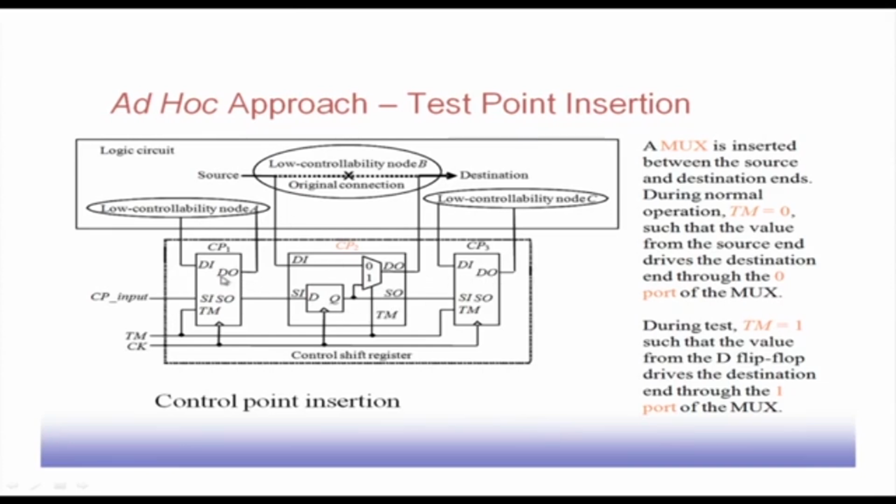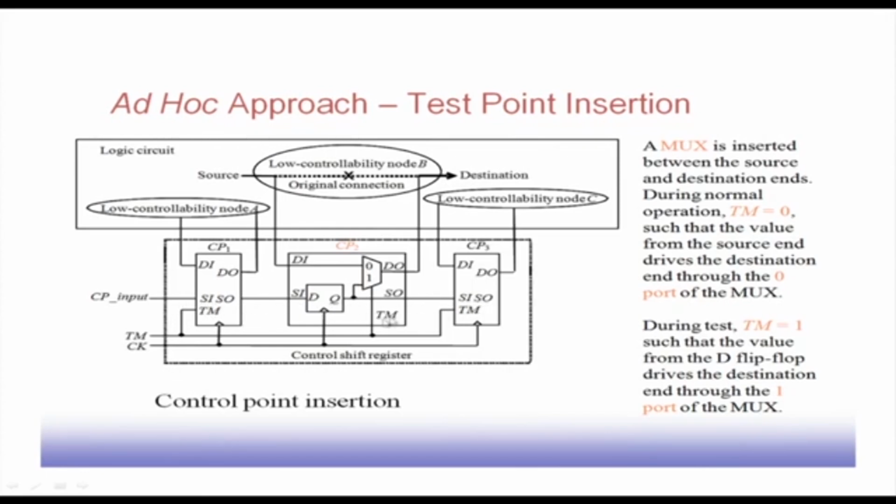Now, depending upon our requirement, suppose we want to put node A at value 1, node B at value 0 and node C at value 1. What we do is, first we apply this CP input and give it clock. If we give a clock to this flip flop, then this flip flop will get the value. Initially this TM value is 0, but through this CP input line we serially shift in the pattern 101 onto the 3 flip flops of these CP cells.